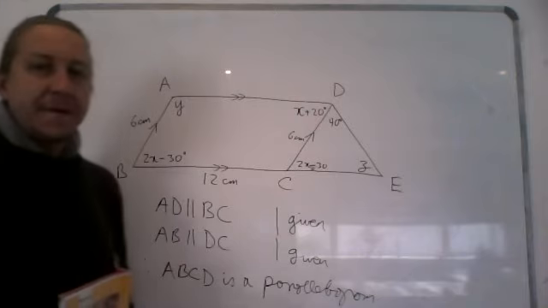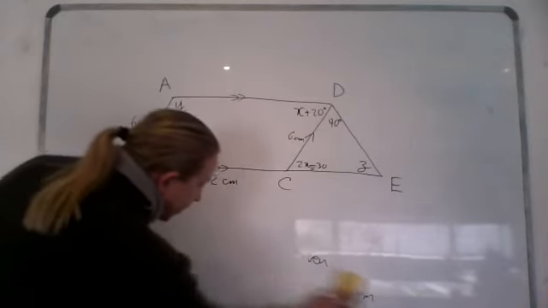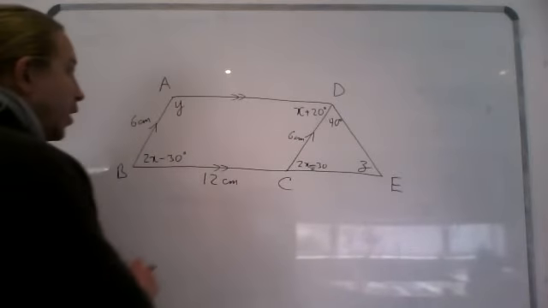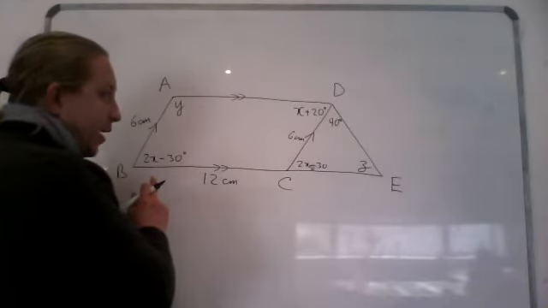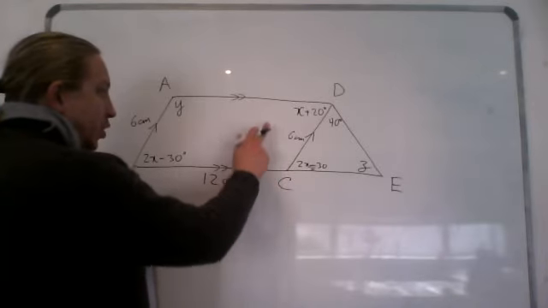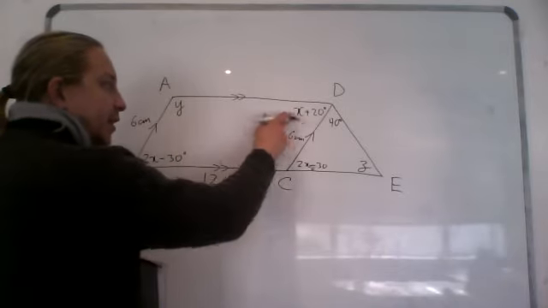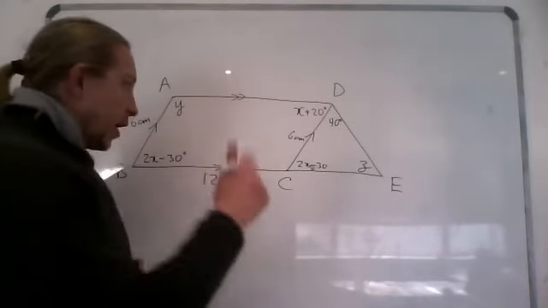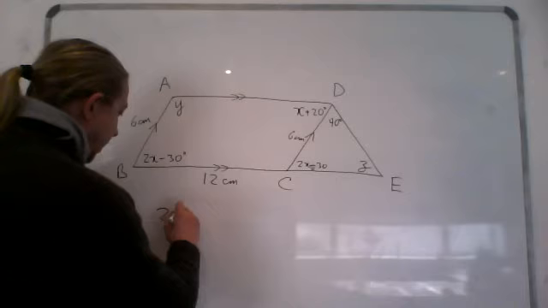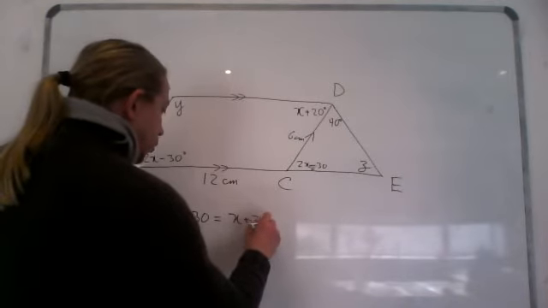Right, let's see if we can find what x is. Okay, so I'm going to take this off. Right, what do we know about a parallelogram? Well, opposite angles are the same. So we know that this 2x minus 30 has to be the same as this x plus 20. Okay, well, let's write that. So 2x minus 30 equals x plus 20.